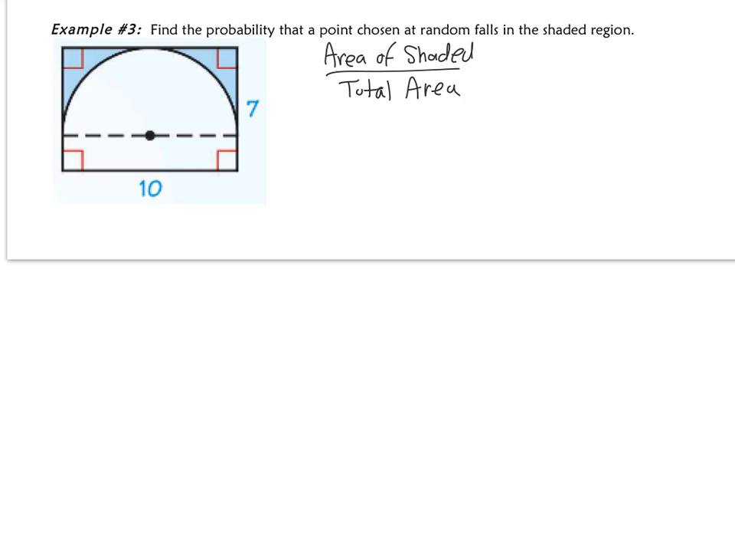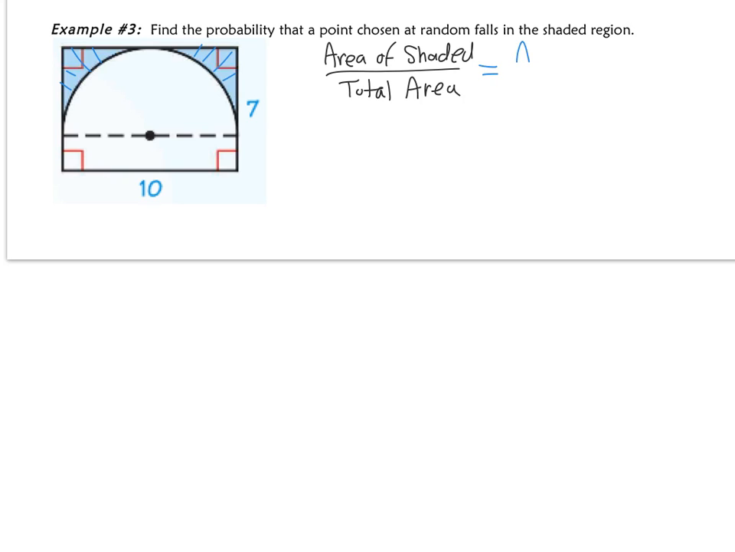For these problems, I know students struggle a lot with shapes like this, where if you look at the shaded region, it isn't anything. It's not a triangle, it's not a square, it's not a trapezoid. It doesn't have a name. So you have to do some subtraction sometimes or addition. Let's figure out what the shaded region really is.